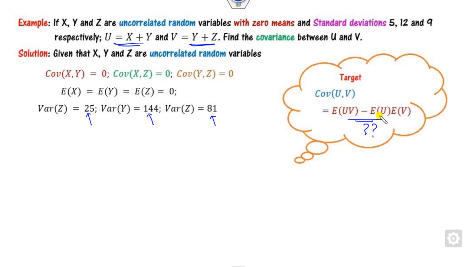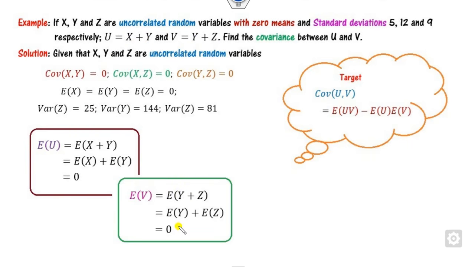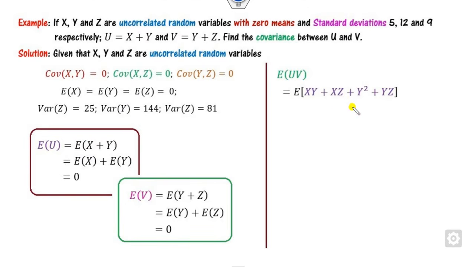Again we apply the same approach. We can start with the E of U. U is X plus Y. So E of X and E of Y are 0, so it is 0. We can find the E of V. Again we can see E of V is 0. We can find the E of UV. You can simply multiply them. You can separate them. Now what is the value of the E of XY?